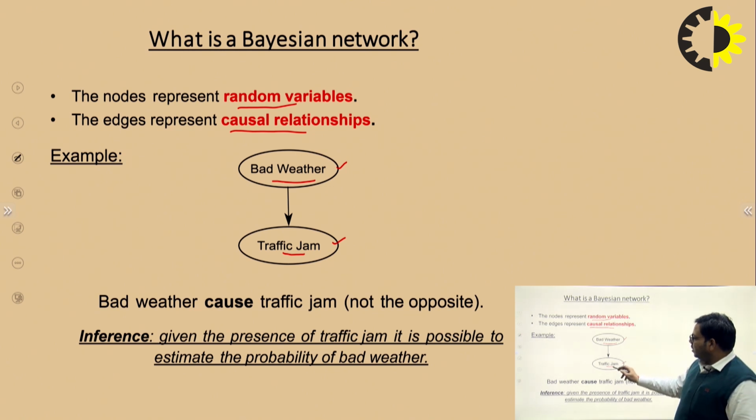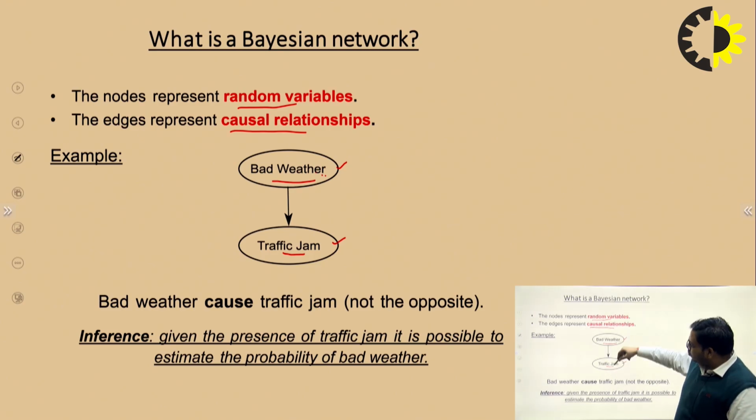I am having a traffic jam whenever there is bad weather. If there is bad weather, I am having a traffic jam, right? So what is it showing? Whenever there is bad weather, there are high chances there would be a traffic jam. But it is not saying that if there is a traffic jam, then the weather would be bad. The traffic jam is not causing the bad weather, but bad weather is causing the traffic jam, right?